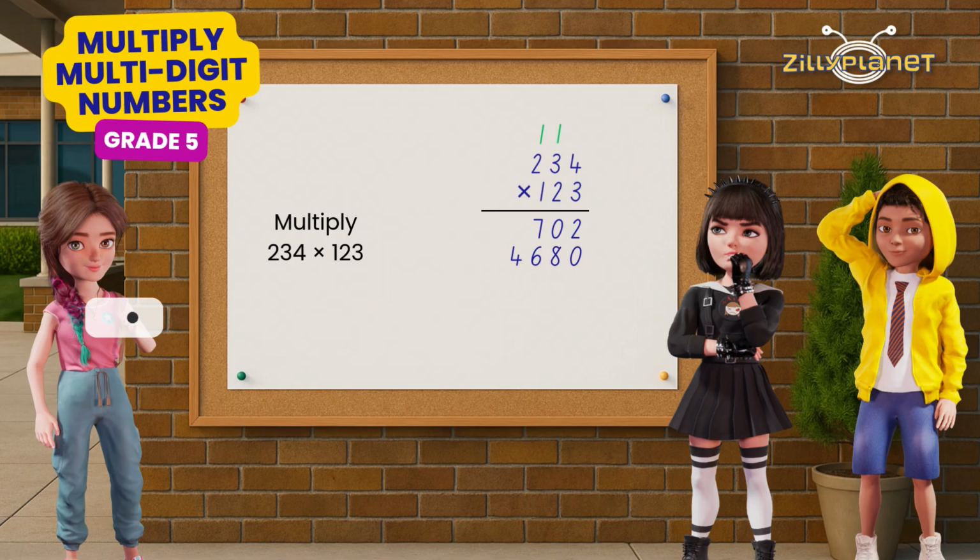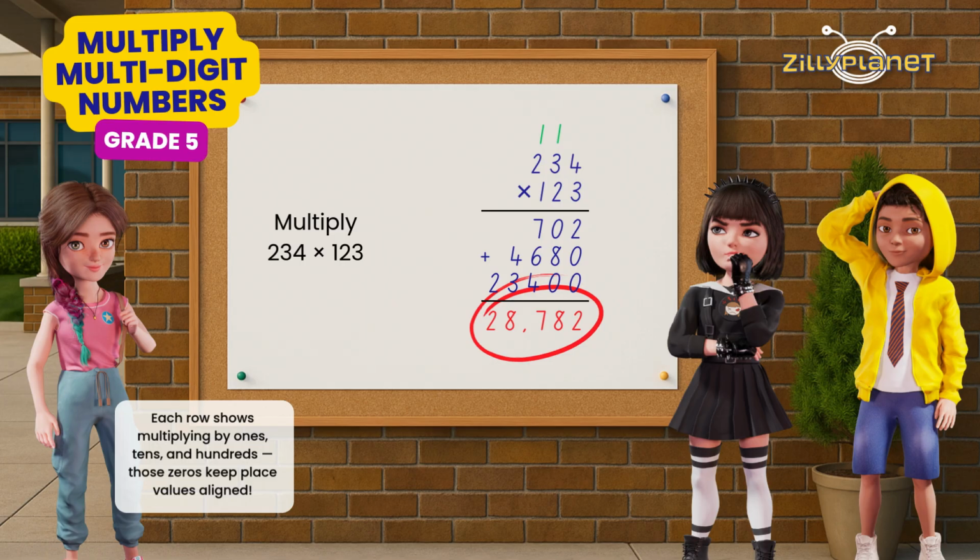Now the hundreds place. 1 means 100. Shift 2 places left, add 2 zeros, multiply. 1 times 4 equals 4. 1 times 3 equals 3. 1 times 2 equals 2. Third line, 23,400. Add them up. 702 plus 4,680 plus 23,400 equals 28,782. Each row shows multiplying by ones, tens, and hundreds. Those zeros keep place values aligned.